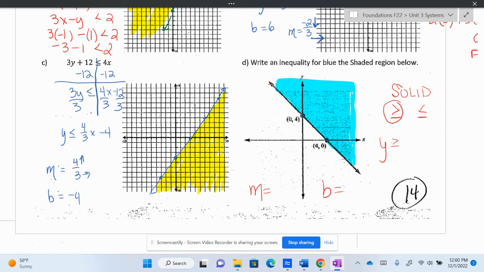So can someone tell me what the y-intercept is? It's 4. And what is your slope? It's -4/4. And what does -4/4 reduce to? Very good. So that's going to look like negative x, because I'm not putting the 1 in front of it. We haven't been doing that. Negative x plus 4. This is the inequality that represents that graph.